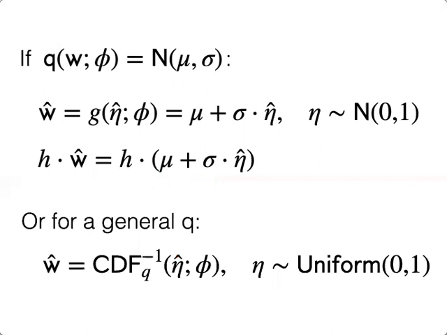For a general Q, you can always use the inverse transform. That is, if you have access to the inverse CDF of Q, you can always sample eta from a uniform distribution and put that sample back through the inverse CDF. This is called inverse transform sampling. The only hang-up is that you might not have access to this inverse CDF in a nice analytical form.